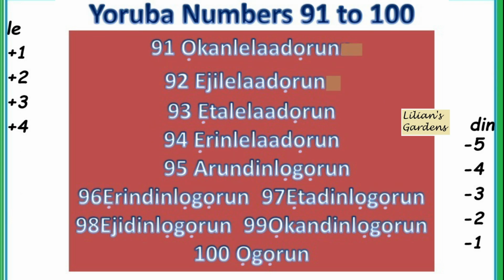91. Ọ̀kànléláàádọ́rùn. 92. Èjìléláàádọ́rùn. 93. Ẹ̀tàléláàádọ́rùn. 94. Ẹ̀rìnléláàádọ́rùn. 95. Àrúndínlọ́gọ́rùn. 96. Ẹ̀rìndínlọ́gọ́rùn. 97. Ẹ̀tàdínlọ́gọ́rùn. 98. Èjìdínlọ́gọ́rùn. 99. Ọ̀kándínlọ́gọ́rùn. 100. Ọgọ́rùn. Ogún márùn. 100.